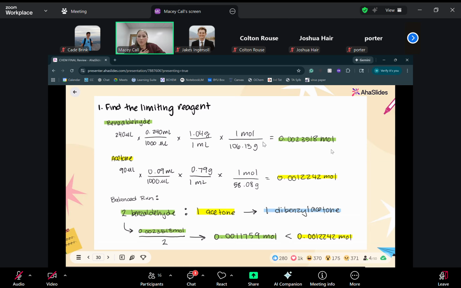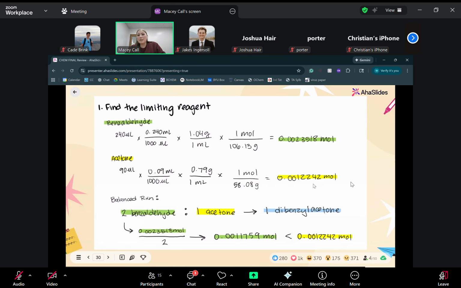I always find the limiting reagent in moles because it's a standard that I can compare, right? Moles of benzaldehyde is comparable to moles of acetone. I can't do that with grams. So just make sure you flip it into moles. Okay, so I did the same thing with acetone. I used 90 microliters. And so my microliters cancel out, my milliliters cancel out, my grams cancel out, and I'm left with moles, right? So this is just a conversion factor. This is my density, and then this is my molecular weight, okay?